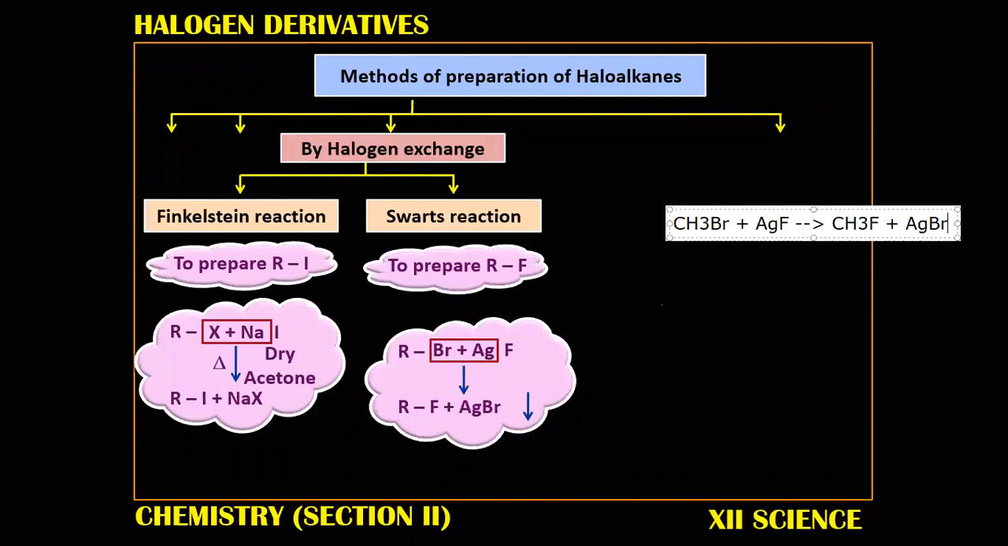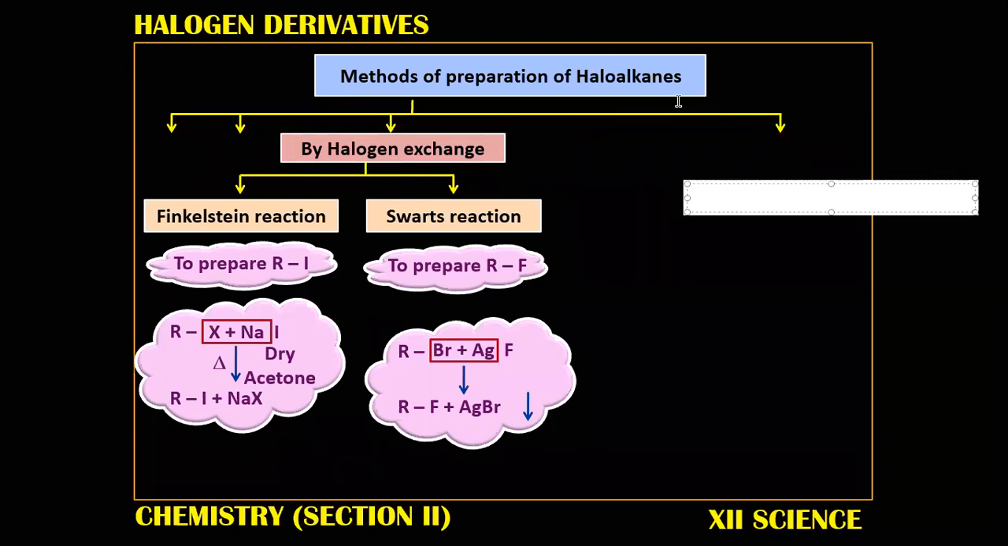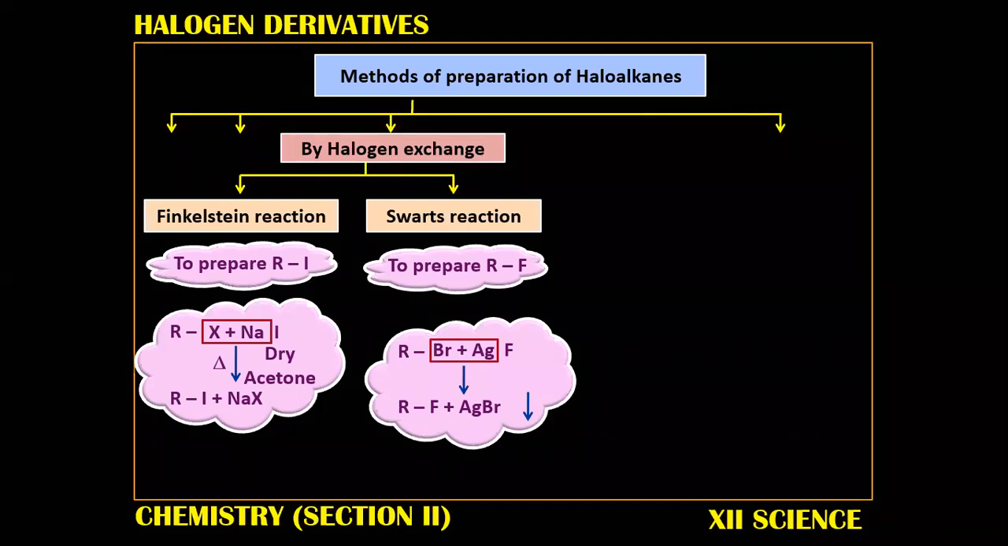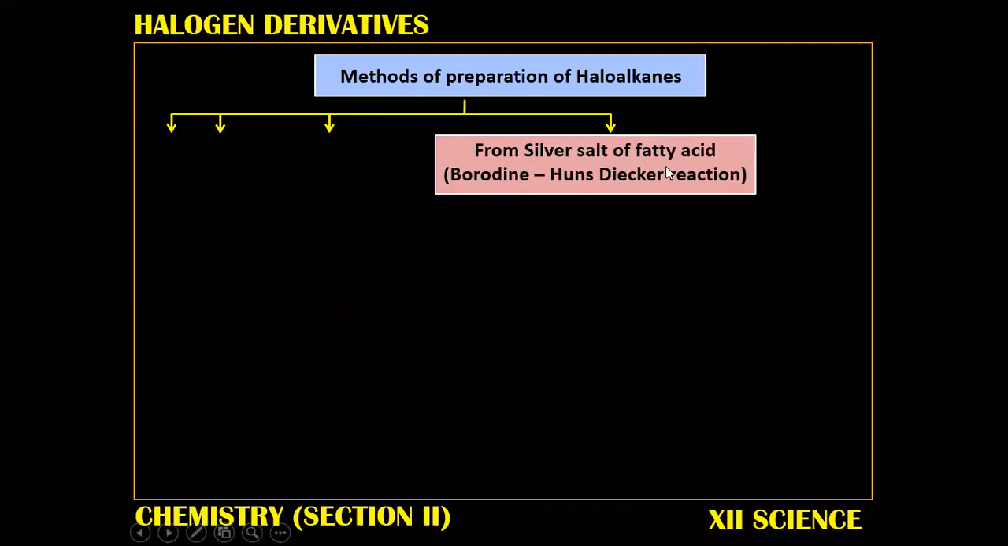Now we'll do the last method of preparation. That is again for NEET and JEE students only. From silver salt of fatty acid, the Hunsdiecker reaction. The Hunsdiecker reaction is only for NEET JEE students. It is not for HSC students, not to write.